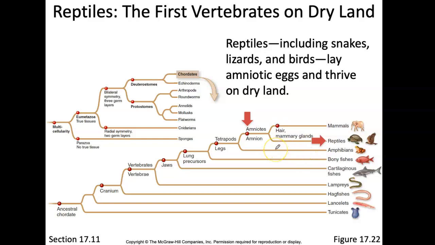Remember that once you move on land, dehydration is a big deal. I mean, we too live in fear of dehydration. We need to be drinking. We can go without food for longer, but we can't go without water because we will dry out. So dehydration is a big deal, and being able to reproduce away from water was also a big deal, evolutionarily.